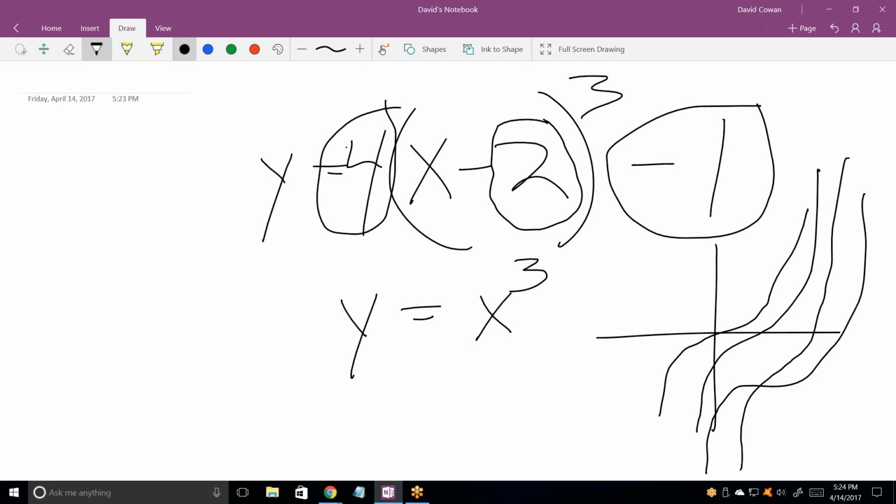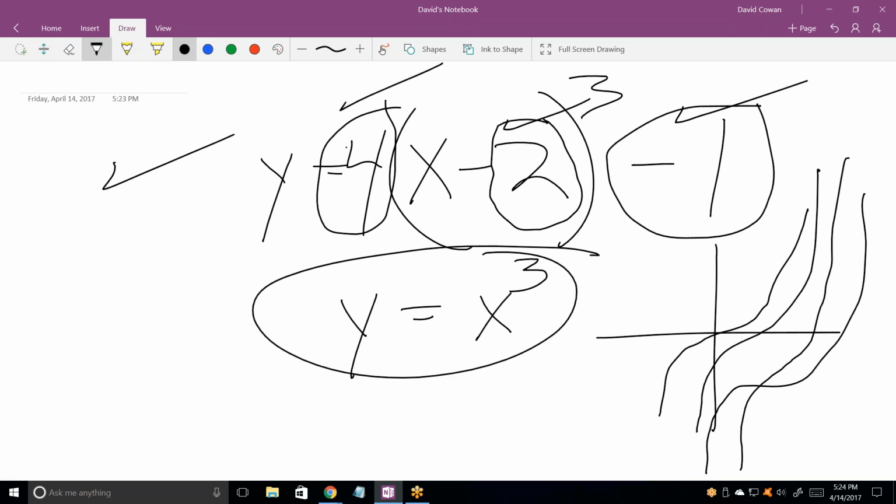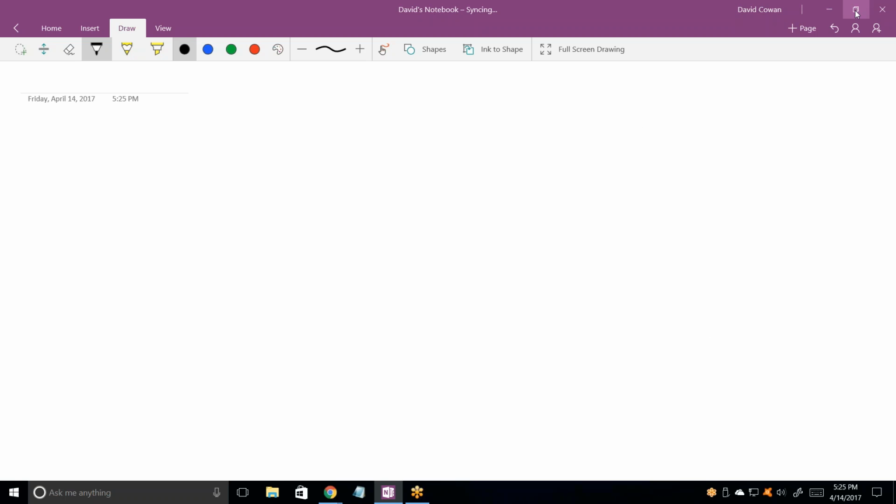So anytime you see a function, the goal is to figure out what the parent function is and what transformations are in effect. In other words, I know that 4 is a transformation, this -2 is a transformation, and the -1 is a transformation. If I remove all of those, I'm back to my original parent function, which is y = x cubed. And that's the way you handle these transformations.